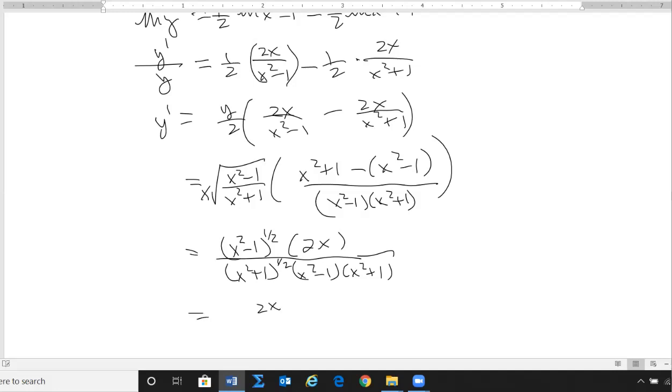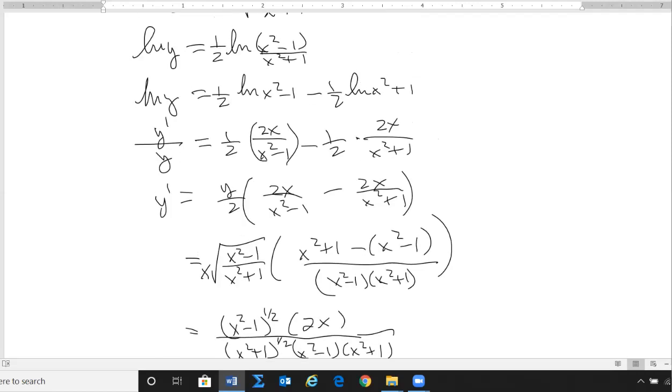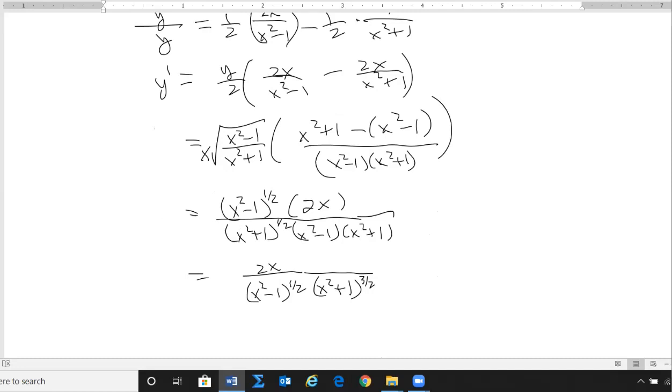We'll have a 2x. This factor down here, we can write that as x squared minus 1 to the half. And then the other factor down here is this x squared plus 1 to the 3/2. But that's about it. And I spent a lot of time just simplifying. I didn't have to go that far with it, but I did. Okay, so that's logarithmic differentiation, and it will be necessary in some other problems. Here, it was optional, didn't really need it.